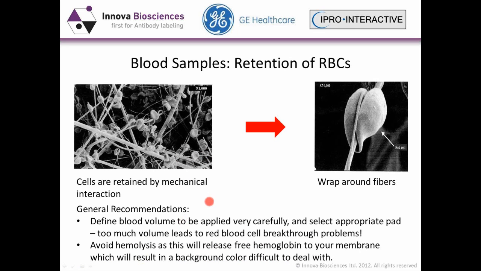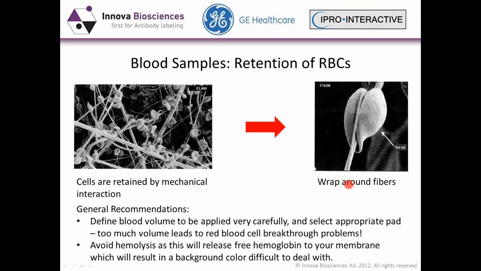A special word on blood samples. In blood samples, you would like to retain the red blood cells in the sample pad, and in that case, people tend to call this pad a blood separation pad. These cells are always retained by mechanical interaction, as is illustrated in this electron micrograph here, and in the better magnification here. These cells wrap around fibers.